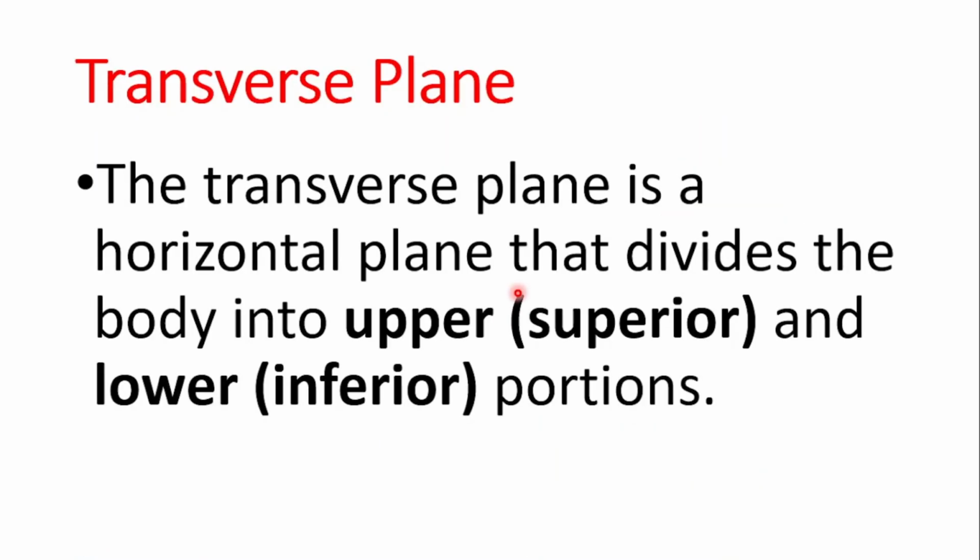Now, let's talk about the transverse plane. So the transverse plane is going to be a horizontal plane, right? So that means left and right. And it's going to divide the body into the upper or the superior and the lower inferior portions. So the transverse plane is going to be a horizontal plane, left to right, that's going to divide the body into upper superior part and lower inferior portions.